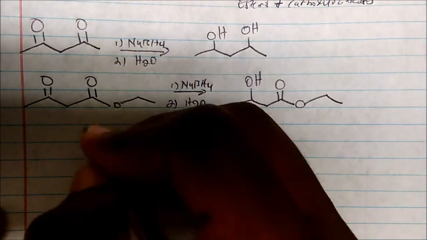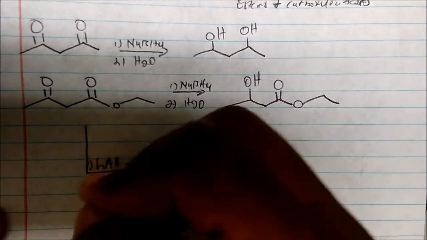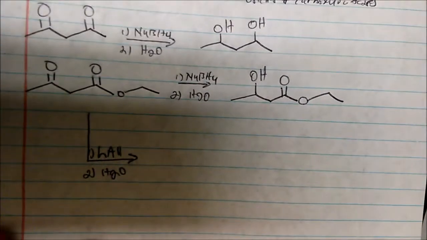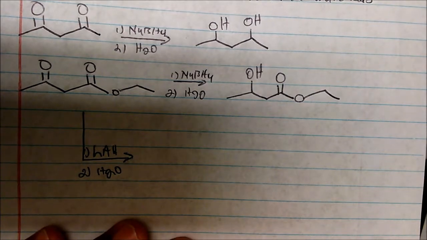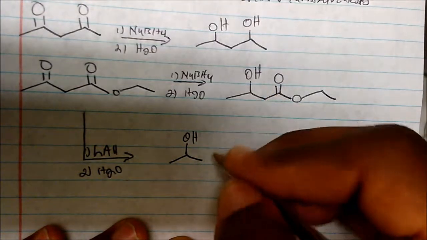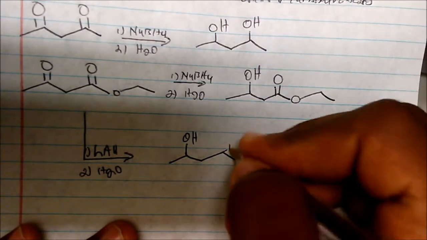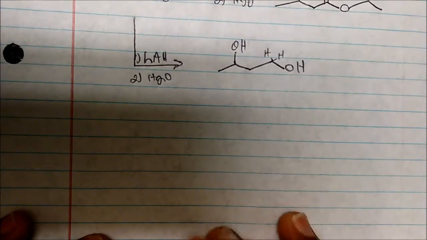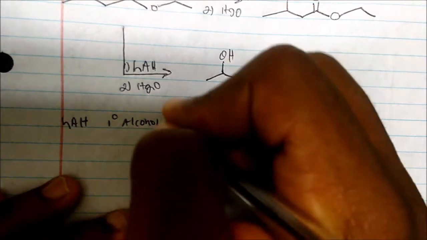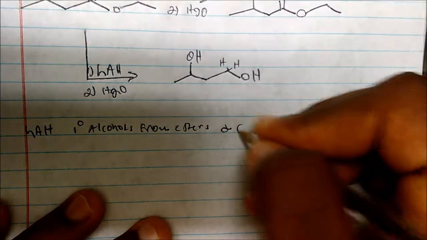Now, what if I were to take this same molecule and react it under lithium aluminum hydride conditions with water? What would happen? What would be the product? Well, again, this reduces everything, and this would be the product. Notice how we got a primary alcohol. So write this somewhere in your notes: with lithium aluminum hydride, you get primary alcohols from esters and carboxylic acids.